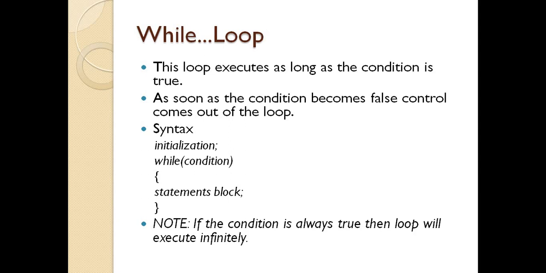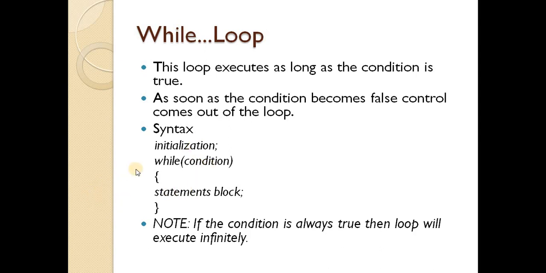Okay, so let's see the syntax now. Syntax: initializing, while, in round brackets we have the condition, starting curly brackets, closing curly brackets, and in between the curly brackets we have the statements of while. Now here initializing, condition and the loop iteration are all three at three different places. In for they were present at a single place, but in while they are present at different places.